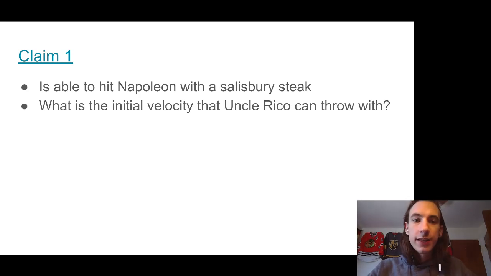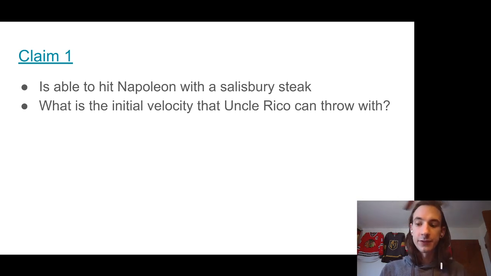Okay, so together what we're going to do is investigate this first claim. And this one's really just kind of us building up our evidence. What we want to think about eventually is, can he throw a football over those mountains? One of the things that we're going to need if we want to figure out if he could do that is to figure out how fast can he actually throw. So we're going to use this scene of him throwing that stake at Napoleon to figure out how fast he is capable of throwing.